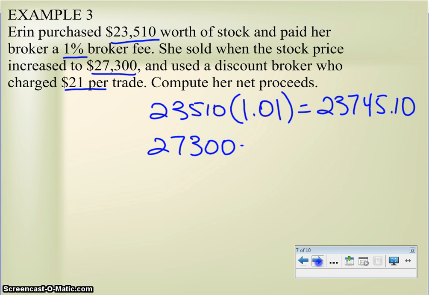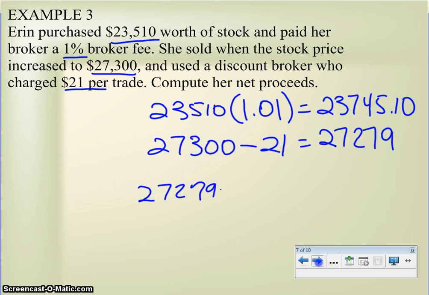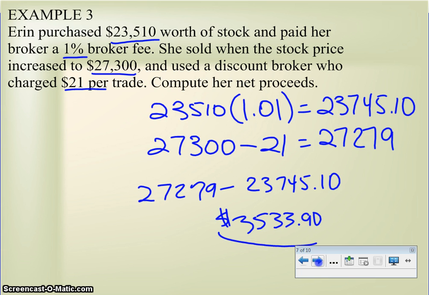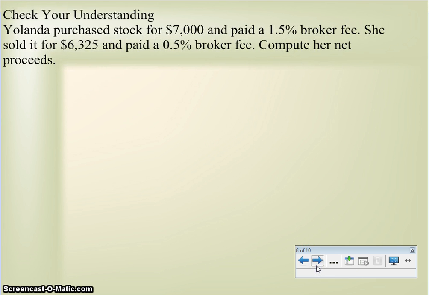Now when she's getting ready to sell it, she got $27,300 for it, but she had to pay $21, which is taken out of what she earned, for a total of $27,279. Now when I take the $27,279 and subtract out the $23,745.10, we find her net proceeds to be $3,533.90. Okay, please press pause. Go ahead and solve this. When you're ready, come back.